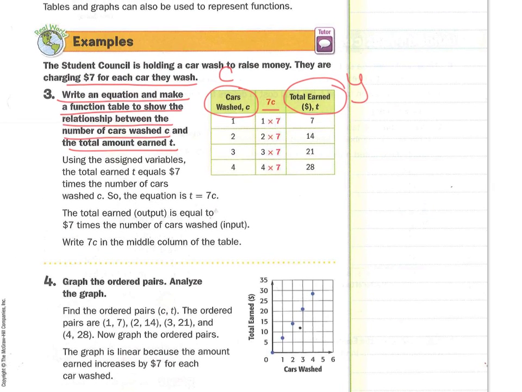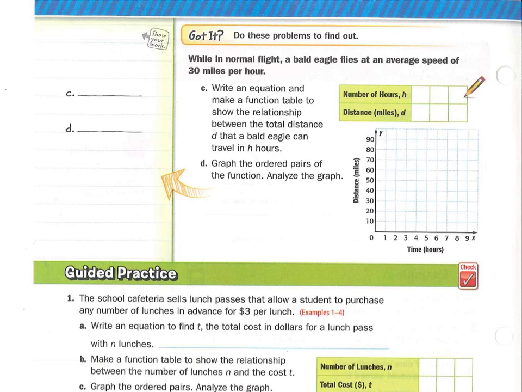Go ahead and go to your last page. We're almost done. You've done a great job. Okay, the last thing I'd like you to do is these 2 problems right here, C and D. While in normal flight, a bald eagle flies at an average speed of 30 miles per hour. Write an equation and make a function table to show the relationship between the total distance D, that's your output, that they can travel in H hours.